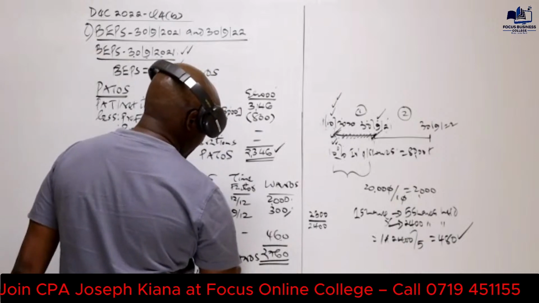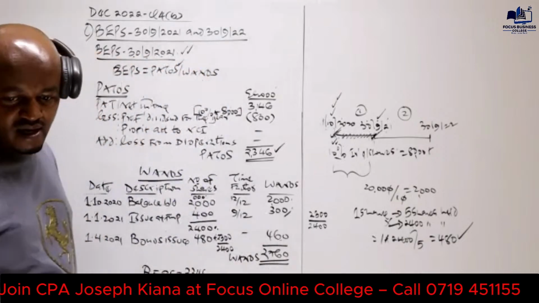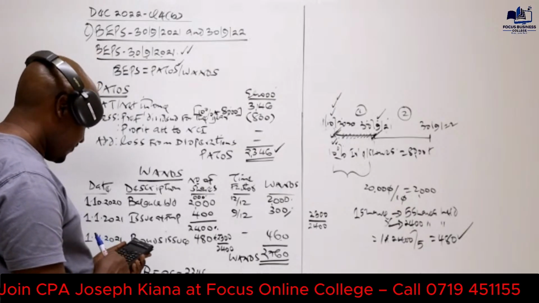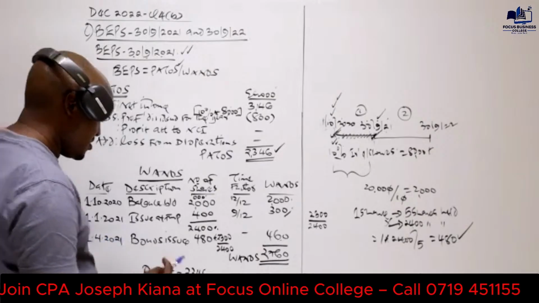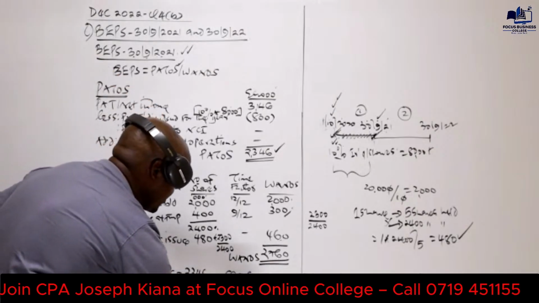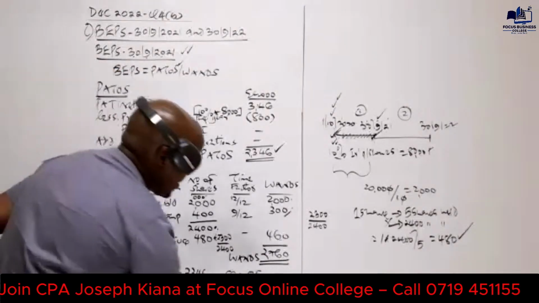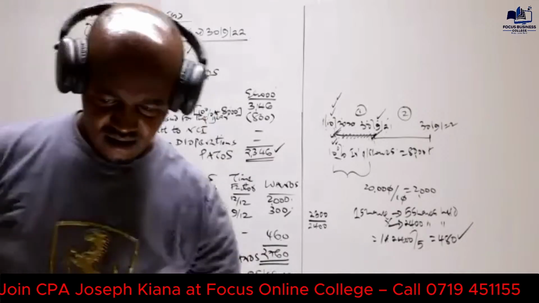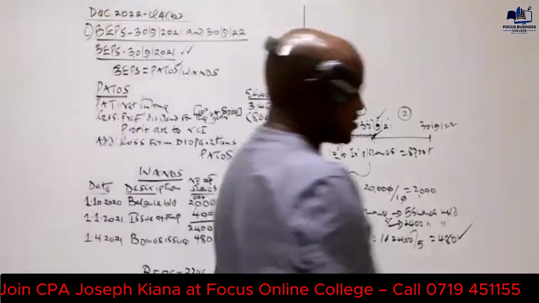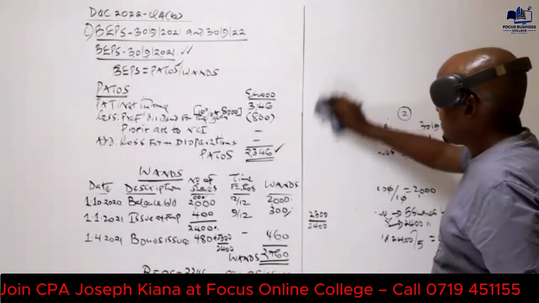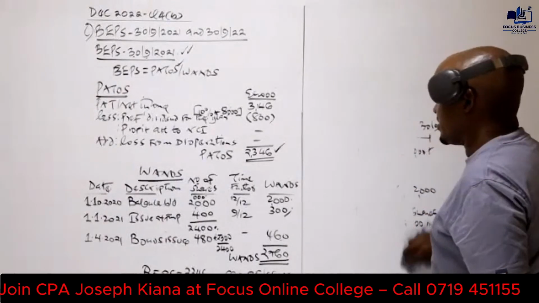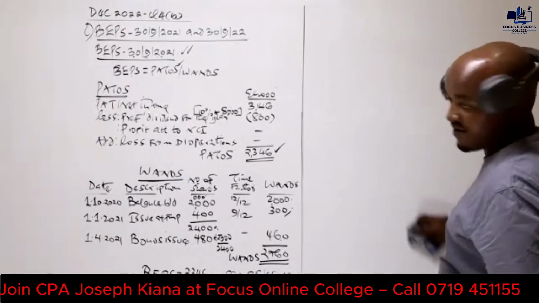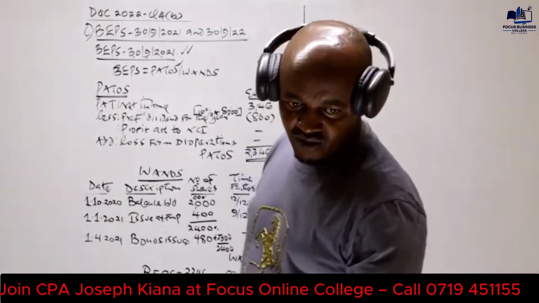So then let's compute the basic earnings per share. 2346 divided by 2760. This one will give us 0.85 shillings per share. Is that what you're getting? 0.85. Yes. So let's move to the other year.